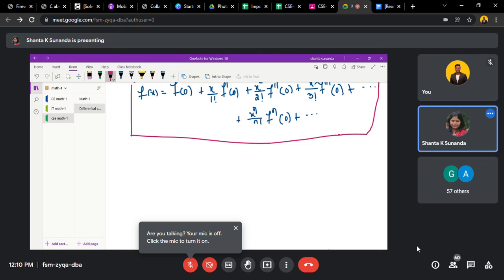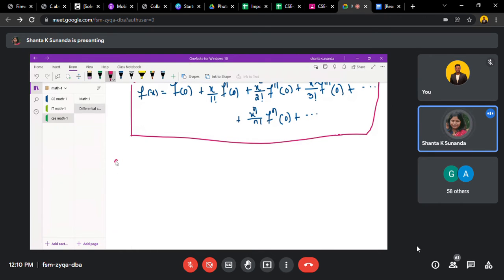Okay, so let's do some examples. I think we have done it for sin x, right? So let's do it for a particular one. Let's do it for 1 by x. Find the Taylor series expansion of f(x) equals 1 by x at x equals 1.